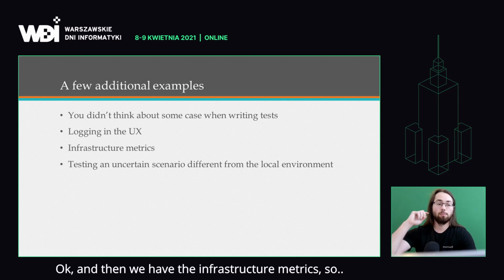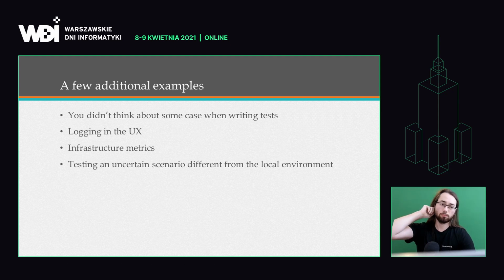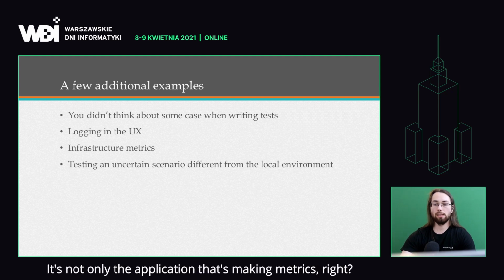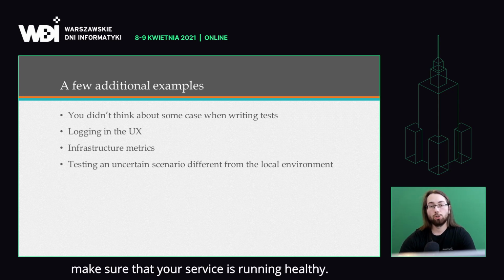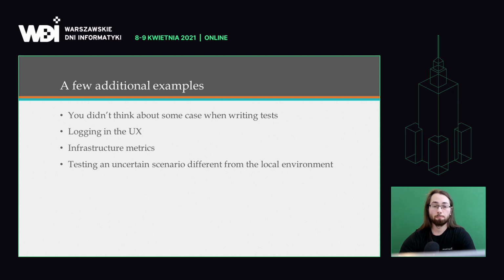Okay, and then we have the infrastructure metrics. So it's not only the application that's making metrics, right, based on the work it's doing. It's also everything around it. So the database usage, the CPU usage on the server, maybe load balancer performance, or the messaging queue, number of items it's handling, etc. All of this can be used to make sure that your service is running healthy.